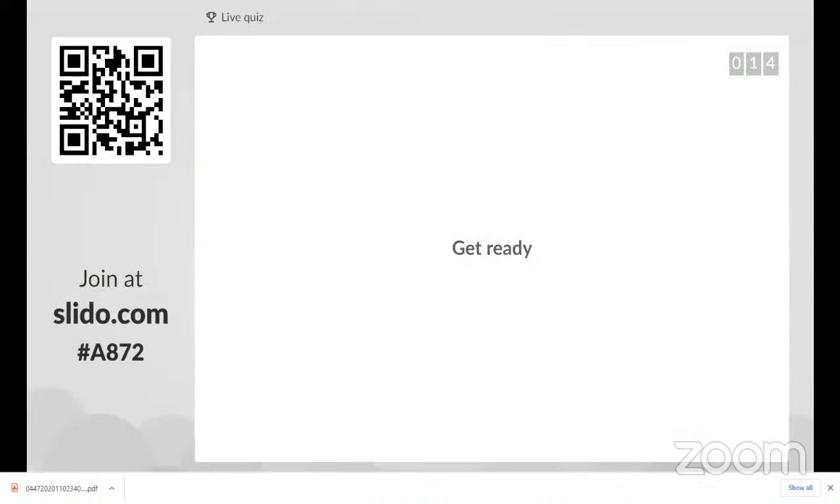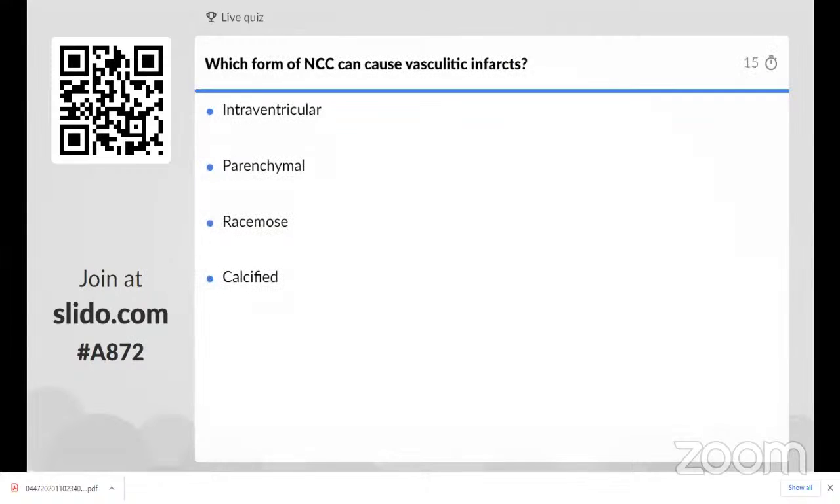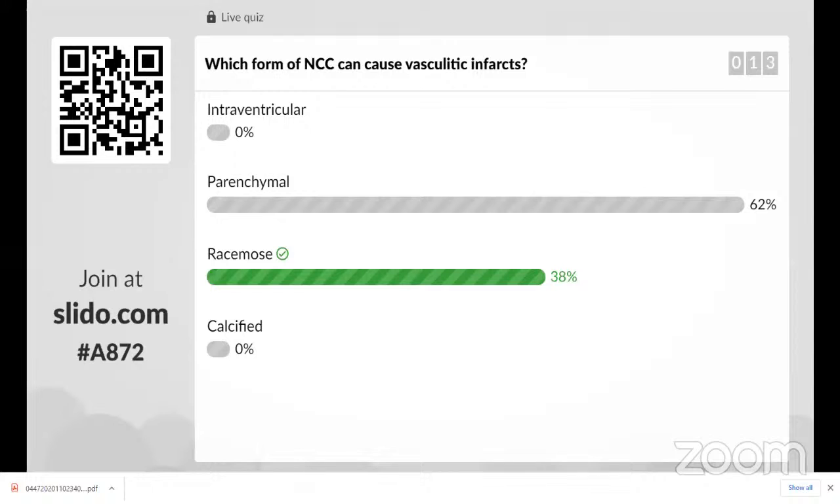Last question about cysticercosis. Get ready. Which form of neurocysticercosis can cause vasculitic infarcts? Intraventricular, parenchymal, racemose, or calcified? Relatively simple question. Please vote. Which causes strokes or infarcts? And the correct answer actually is racemose cysticercosis.